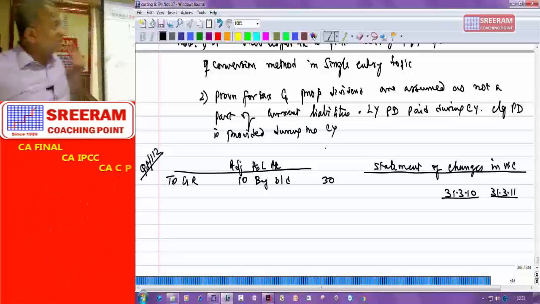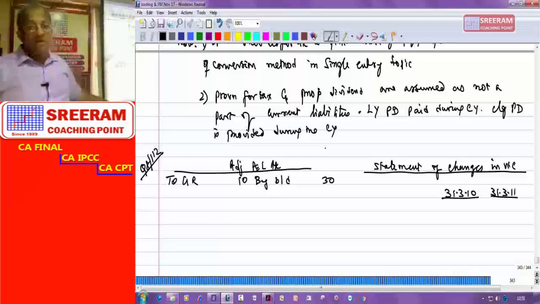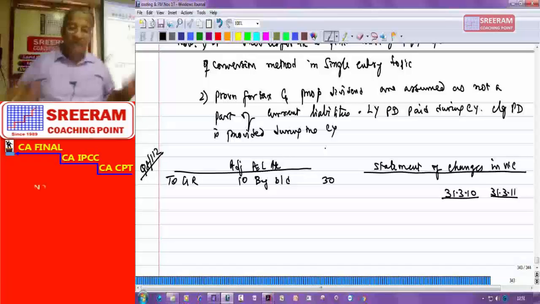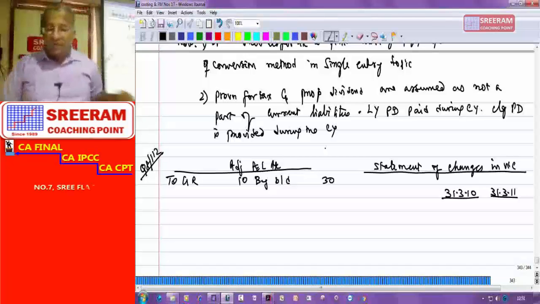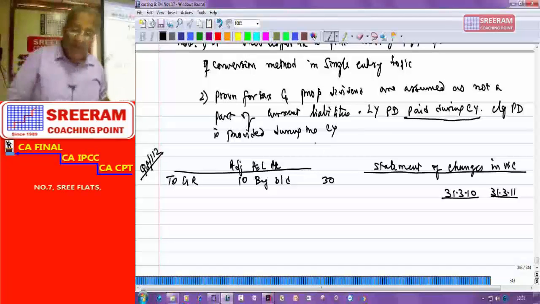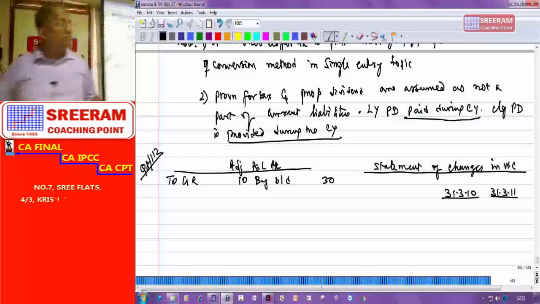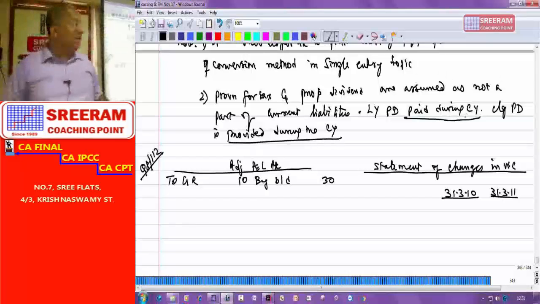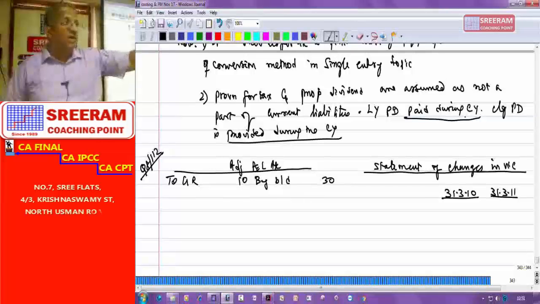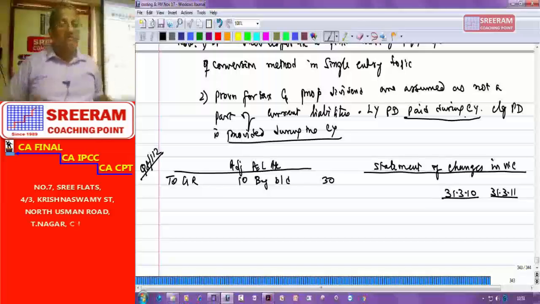Same thing for taxation. So what is that? Last year's proposed dividend paid during the current year. Closing proposed dividend is provided during the current year. Paid during the current year, where will it appear? In three statements it should appear in one place: adjusted P&L account, statement of changes in working capital, or fund flow statement. Where should this item be taken?